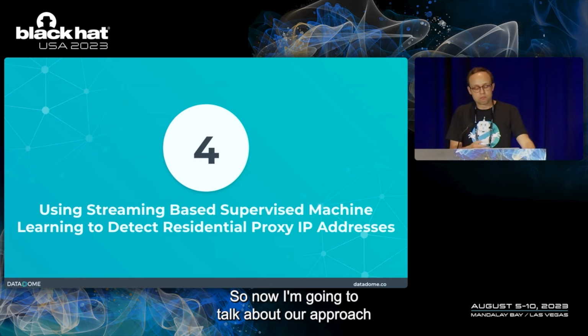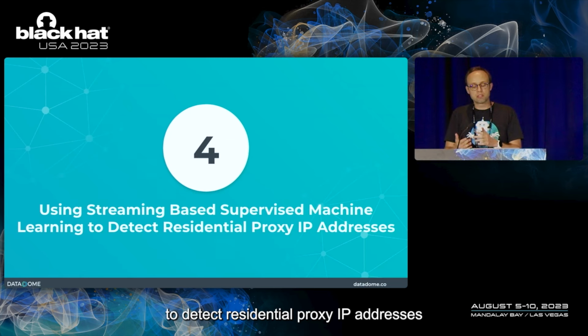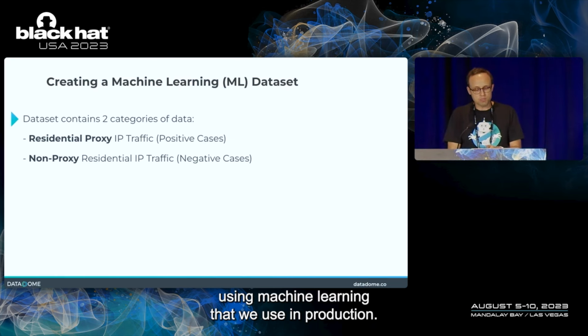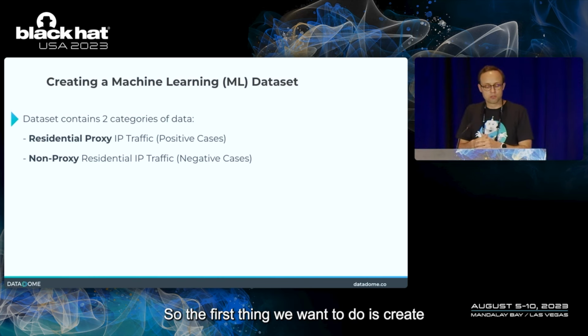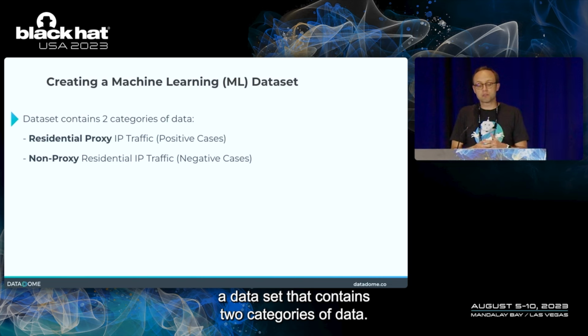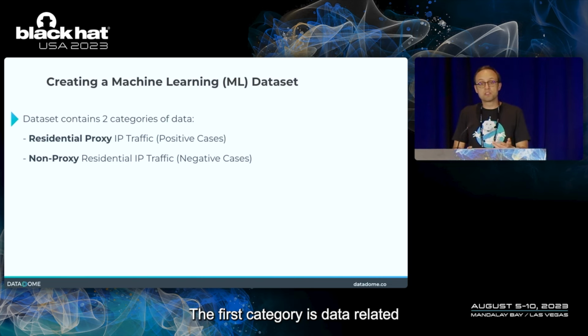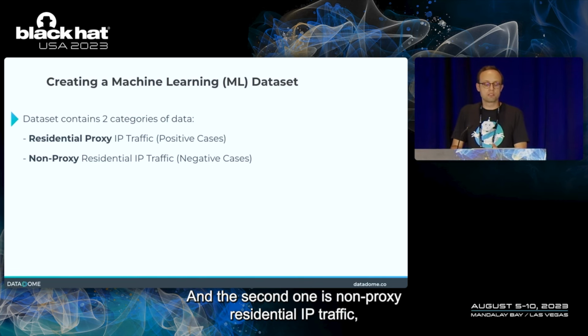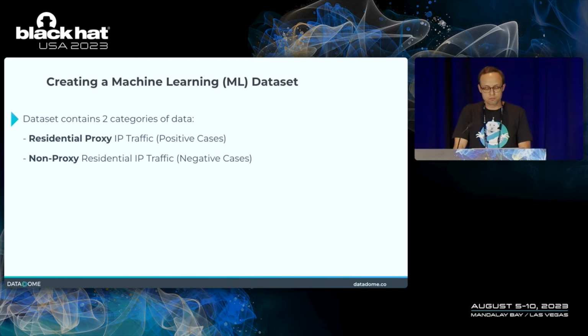Okay, so now I'm going to talk about our approach to detect residential proxy IP addresses using machine learning that we use in production. So the first thing we want to do is create a data set that contains two categories of data. The first category is data related to residential proxy IP traffic, so like positive cases. And the second one is non-proxy residential IP traffic, so the negative cases.